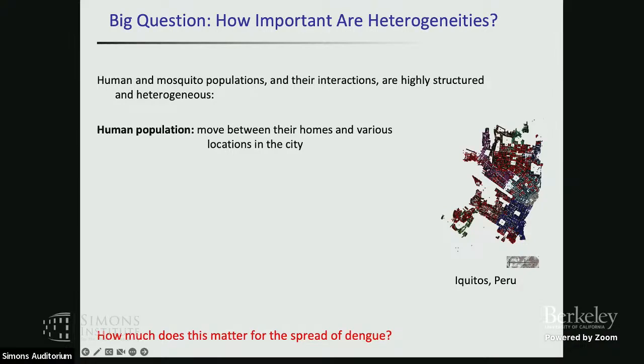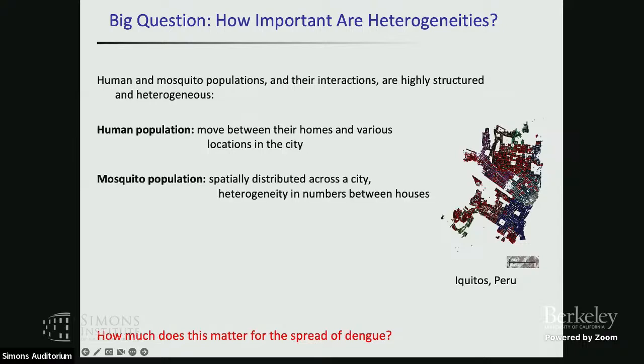So people live in houses in this city, and they move around between those different locations. And of course, not just between houses, but between houses and workplaces, houses and schools, that sort of thing. The mosquito population is spatially distributed across the city. One thing you notice when you go out and do surveys of mosquito numbers in people's houses is a high degree of heterogeneity in the numbers of mosquitoes found in different houses. So some people's houses have very few mosquitoes. Other people have a whole bunch of junk in their backyard, lots of places for the mosquitoes to lay their eggs, lots of mosquitoes as a result.